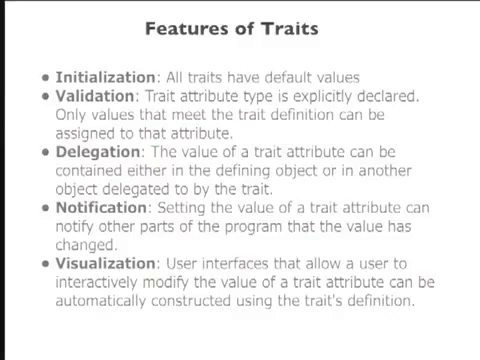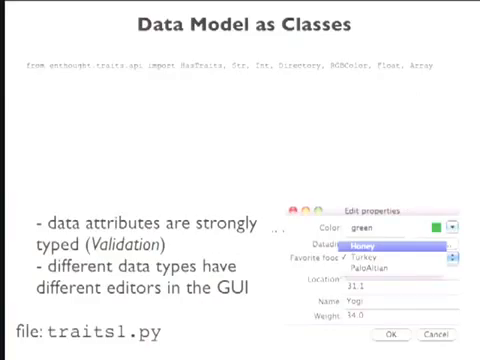Validation, so every time you start typing inside of something, you start changing a variable, it doesn't really take until you've got the right type. So if you declare this thing to be a float, and then you type the letter A, it's going to say, I don't know what you're doing here. Delegation, notification, stuff that we'll get into in just a little bit, and then of course the visualization part of that. Okay, so this is thinking about modeling data in terms of classes fundamentally.